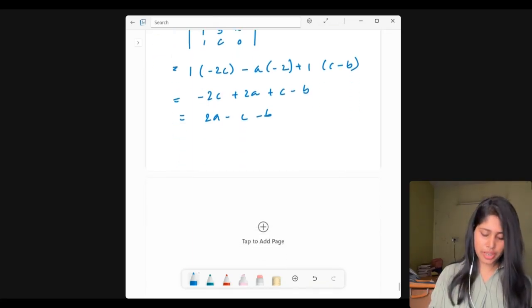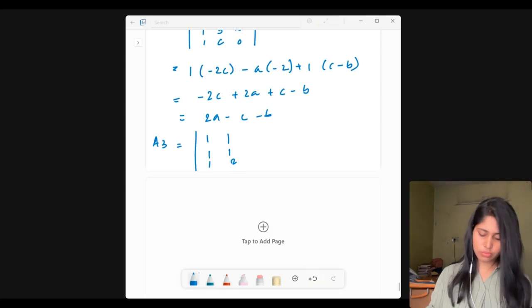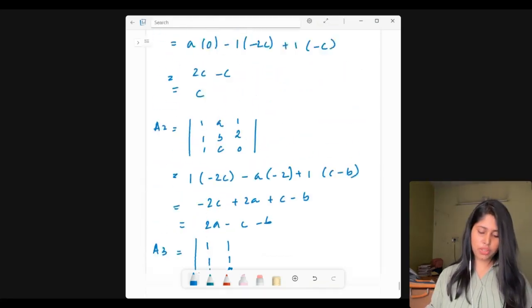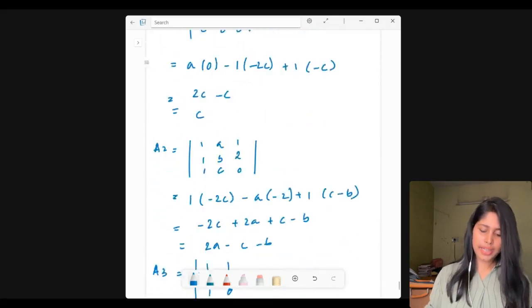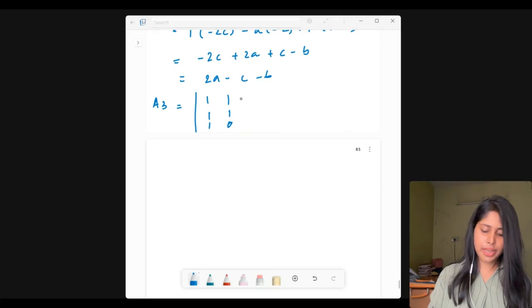And for A3, what is the matrix? 1 1 1, 1 1 2 and 1 1 0. Sorry, let me check once. Yes, 1 1 0. And then the third column will be replaced with the B column, right? So it will be A, B and C. And if you get the determinant, you get what?